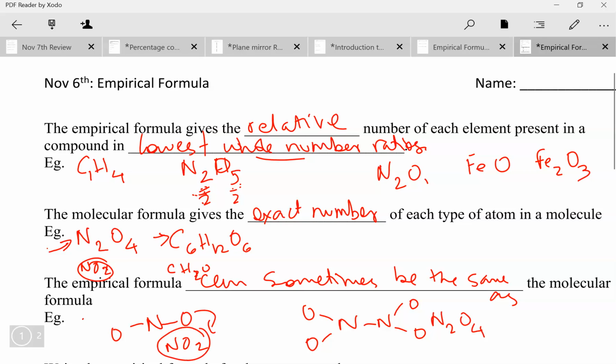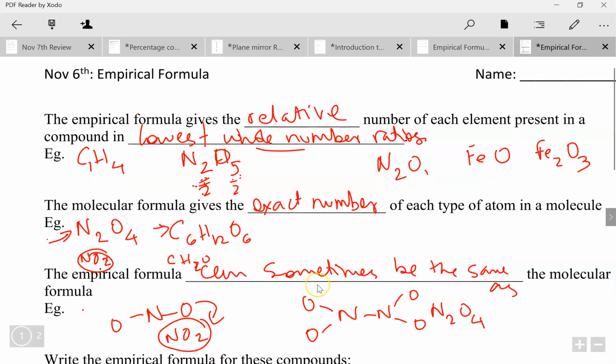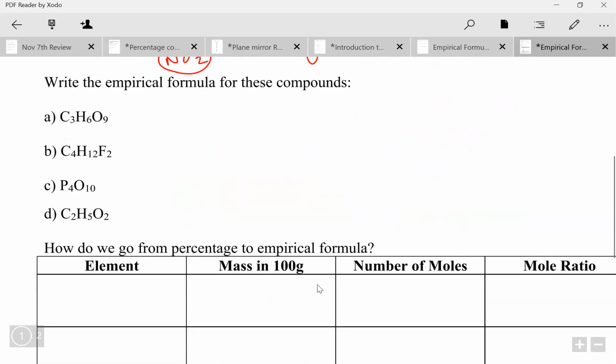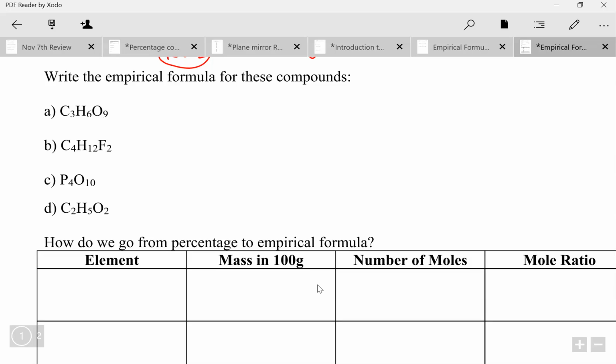Sometimes the actual molecule can automatically be in simplest whole number terms, in which case that is both the empirical formula and the molecular formula. That's not super important to know or understand. It's fine. We just have to know how to get from an empirical formula to a molecular formula and vice versa.